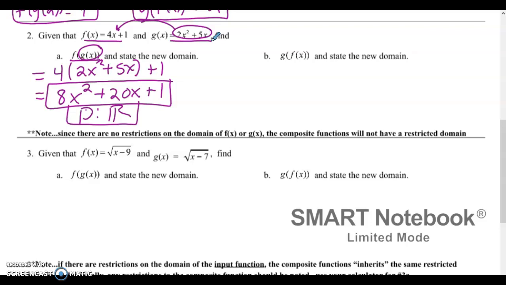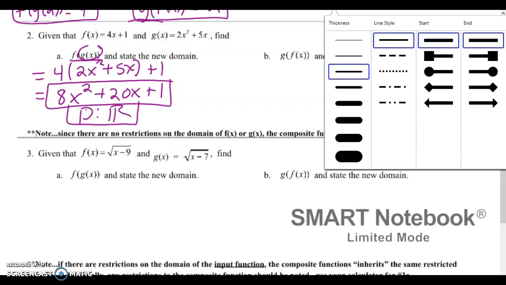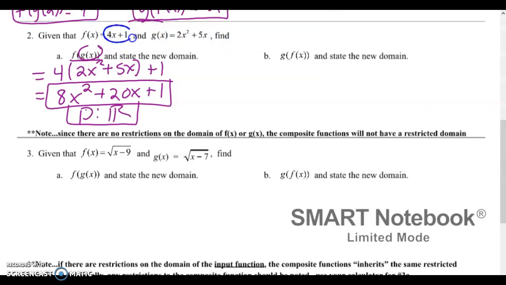Alright, so let's look at B. Now I'm doing g of f of x. So we're going to do the same thing now, except I'm going to take f and plug it in wherever I see an x, but notice that there are two x's, so we have to plug it in twice. So this will be 2 times 4x plus 1 squared plus 5 times 4x plus 1.